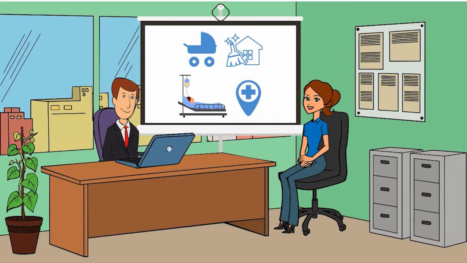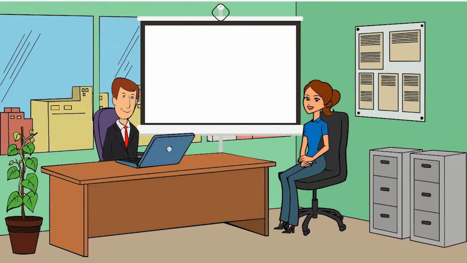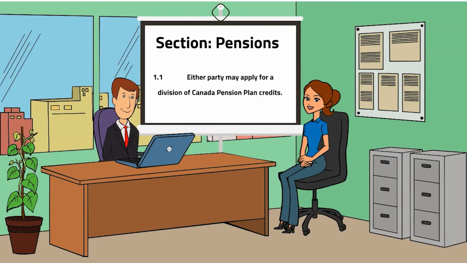So to split CPP credits, one party from the divorcing couple needs to apply using a special form, and you can find the link for that below. This can only be done after the official divorce decree is issued, and there is a limited amount of time to do this, so be sure to read all the information. For CPP splitting, you can include the following clause in your agreement. It would be under the section called Pensions. Either party may apply for a division of Canada Pension Plan credits.